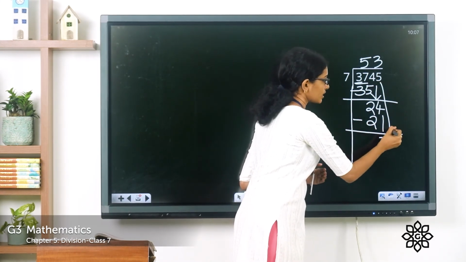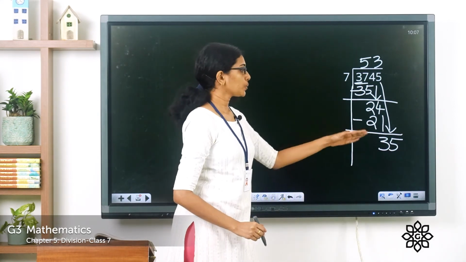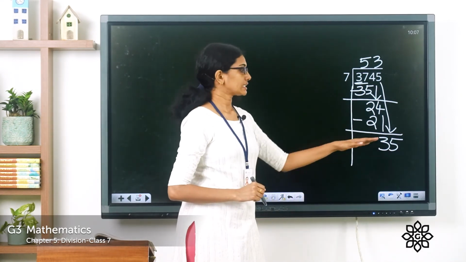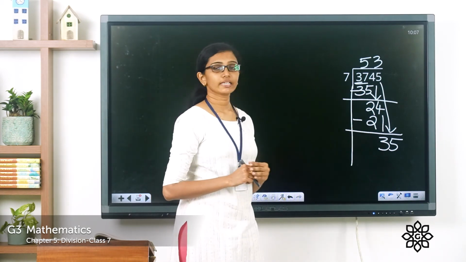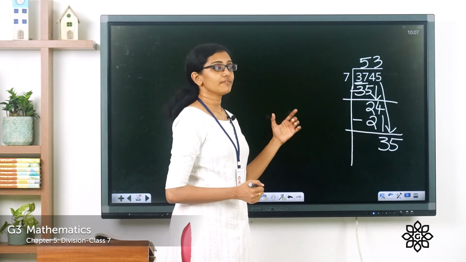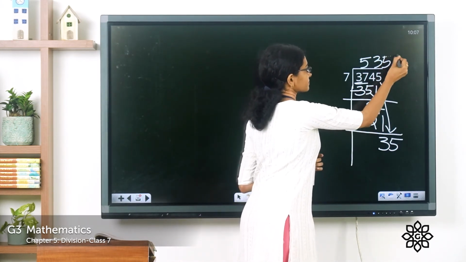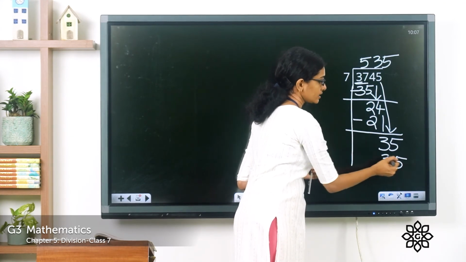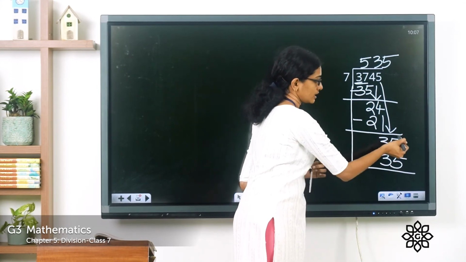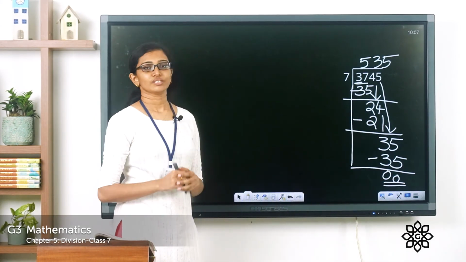Then there is one more digit to bring down, which is 5. So right now we have 35. 35 divided by 7. How many 7s will go in 35? We know 7 5s are 35. So let's write that 5 here. Now 7 5s are 35. Let's write it down here. Then subtract the numbers. 35 minus 35 is equal to 0.